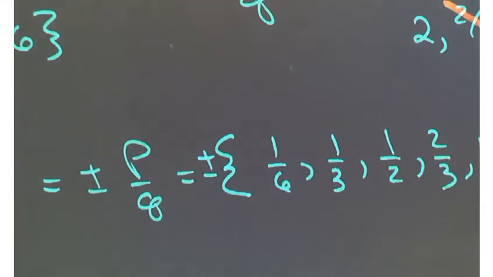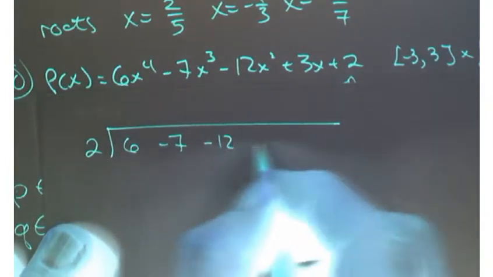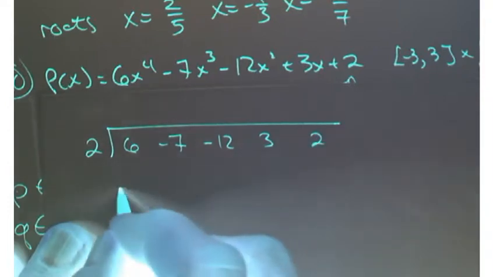Let's work on those by synthetic division. I eventually want to have this completely factored and find all the roots and write it as a product of linear factors. So we'll start out with the easy ones. Like I said, the easy one would be like a negative 1 or a positive 2. So I'll start out with a positive 2. Six, negative seven, negative 12, 3, and 2.